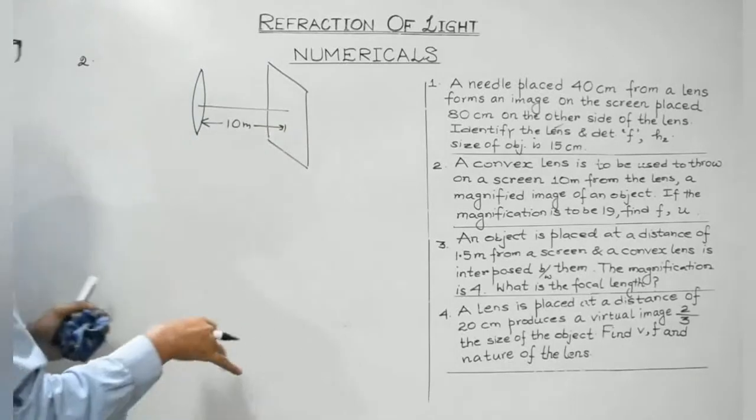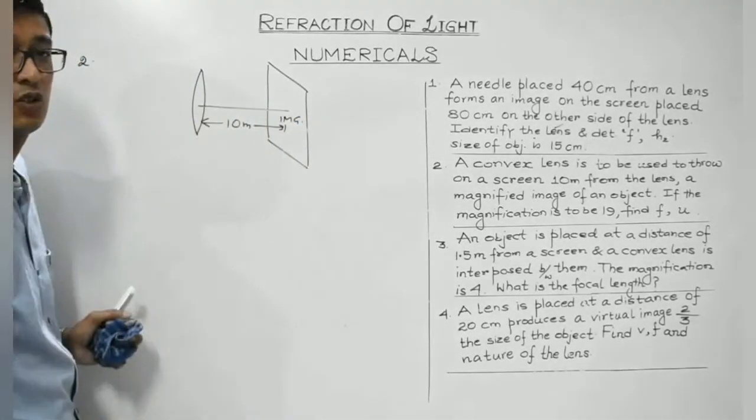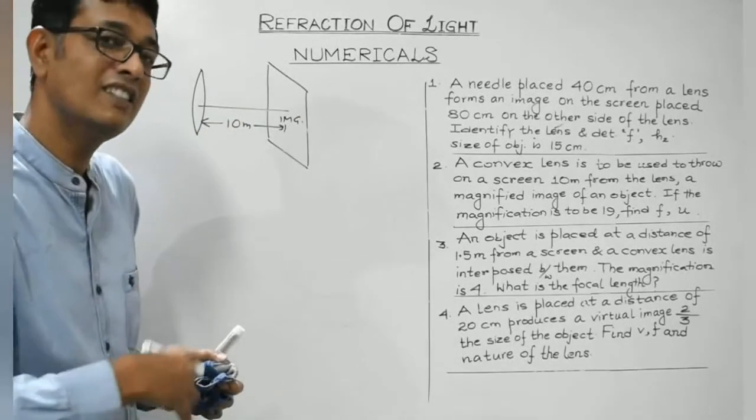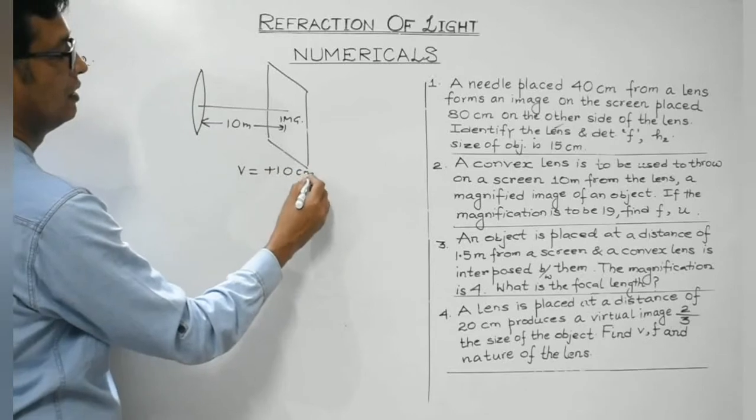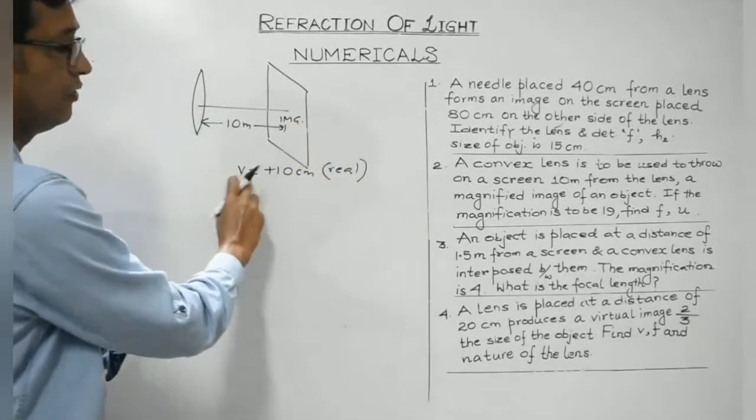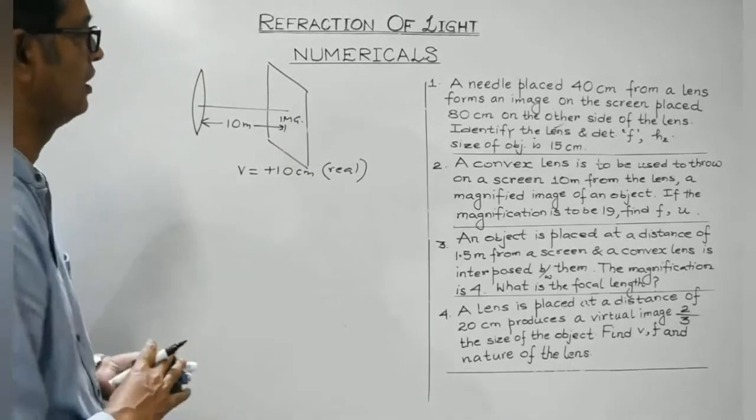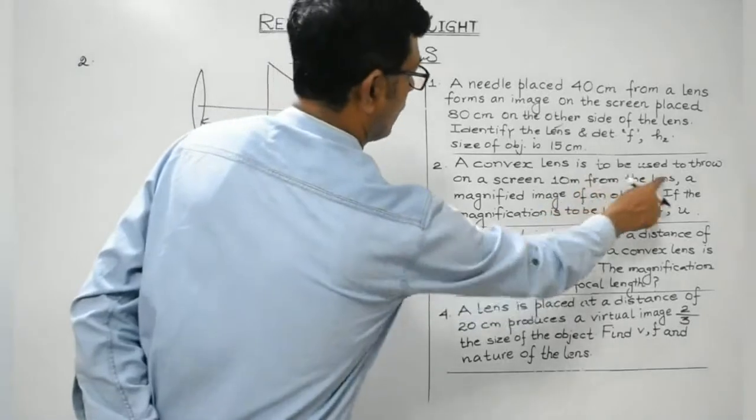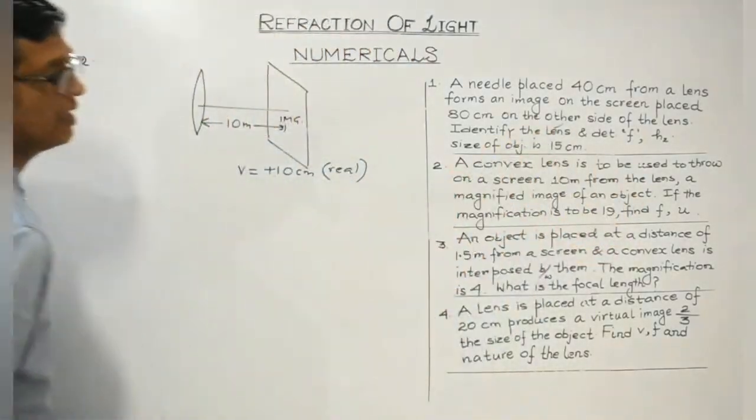Obviously, the image is obtained on the screen. So this is where the image is obtained. Right? So the image is real and inverted. V is given, it is going to be plus 10 meter. For a real image obtained on the screen, V is positive for lenses. These are the facts which we are all aware of. A magnified image of an object. If the magnification is to be 19, find F and U.